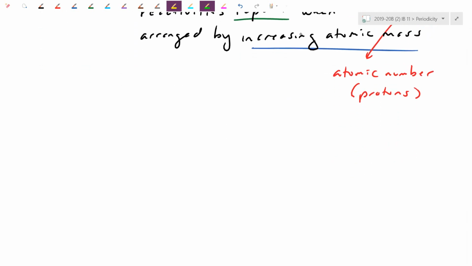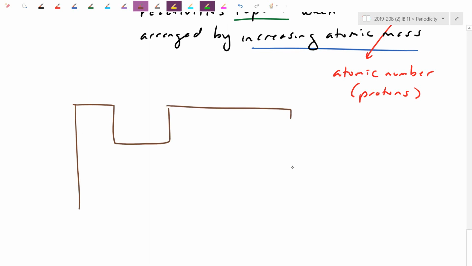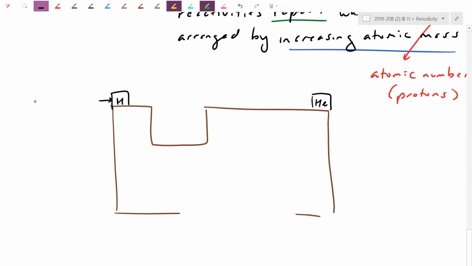Let's just look at some of these trends that come out based on this periodic law. If you can just sketch out a quick periodic table here, just some terminology for us just to review. We have hydrogen and helium as our first row. Rows on the periodic table always go horizontally, left and right. Rows on the periodic table are called periods.